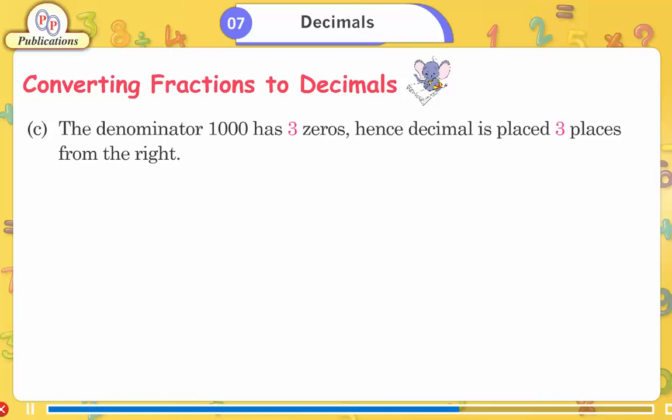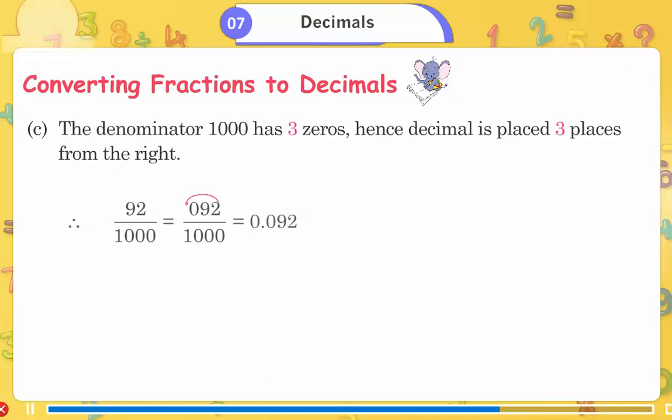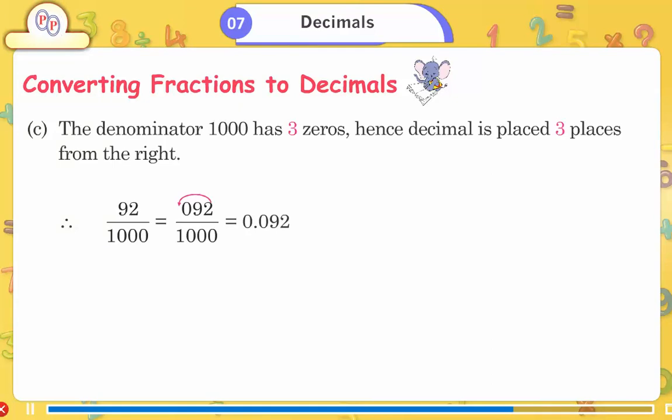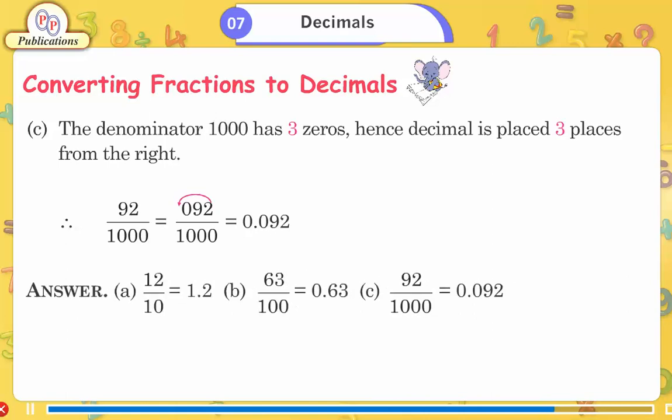C. 92 upon 1000. The denominator 1000 has 3 zeros. Hence, the decimal is placed 3 places from the right. So, 92 upon 1000 is equal to 0.092. Answer: A. 12 upon 10 is equal to 1.2. B. 63 upon 100 is equal to 0.63. C. 92 upon 1000 is equal to 0.092.